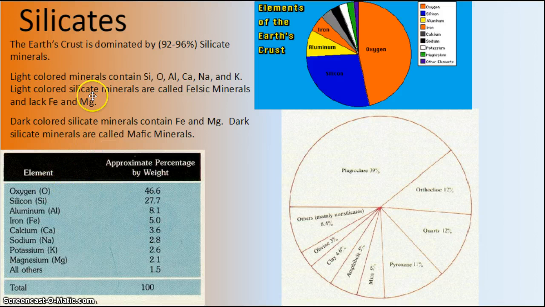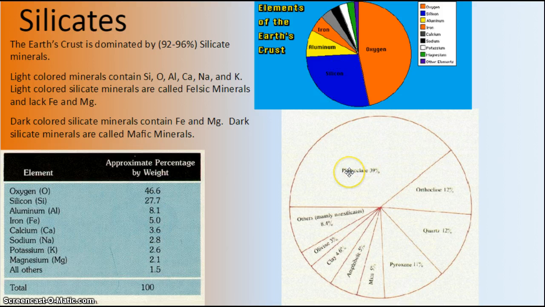And we've defined that these are all silicates. Felsic and mafic are both silicates, but felsic are light in color and mafic are dark in color. And as soon as we add iron and/or magnesium, the mineral gets dark really quickly. So here's a pie chart that's depicting these same percentages over here. Clearly oxygen dominates and then silicon.